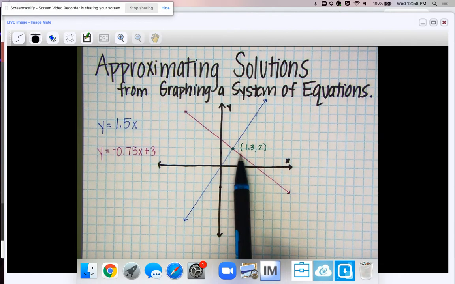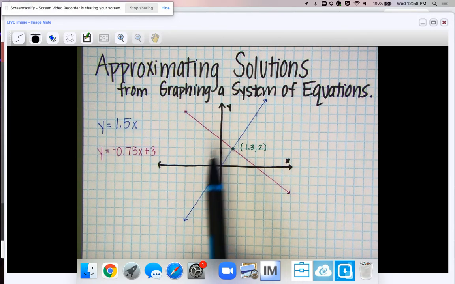The intersection is the solution, and the intersection falls between the grid lines here, so somewhere between 1 and 2. If I approximate, that means I am estimating that this is about 1.3. Someone else may say that it's 1.4. So I'm just approximating. It's about 1.3, and it's pretty clearly on this line too. So what I need to do next is see if that will work in my solutions.